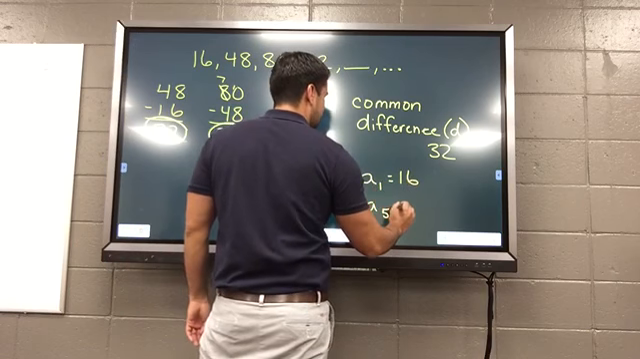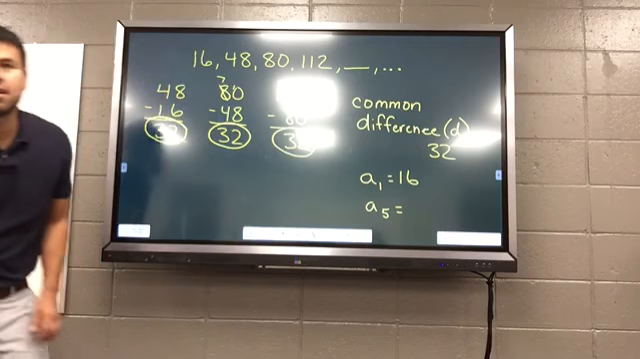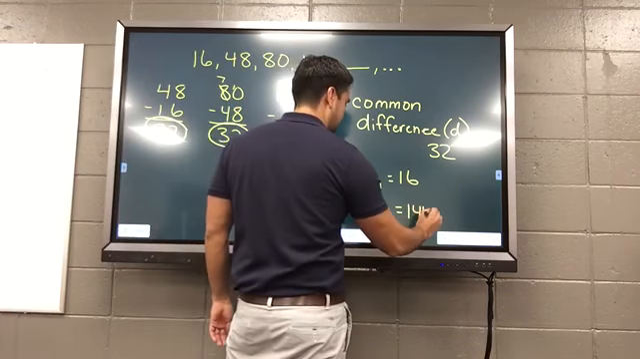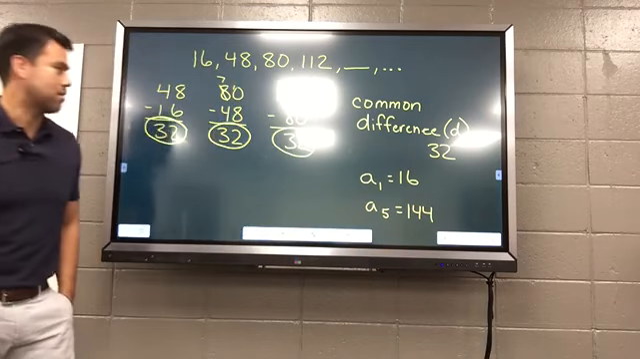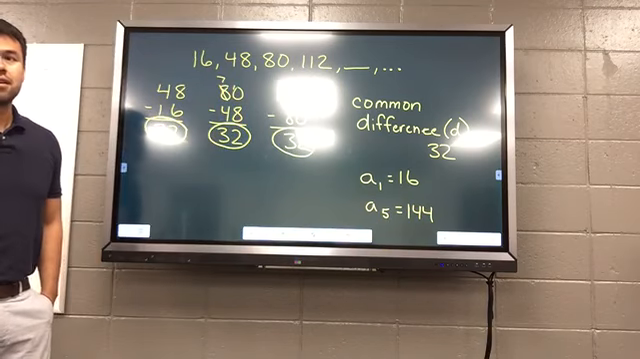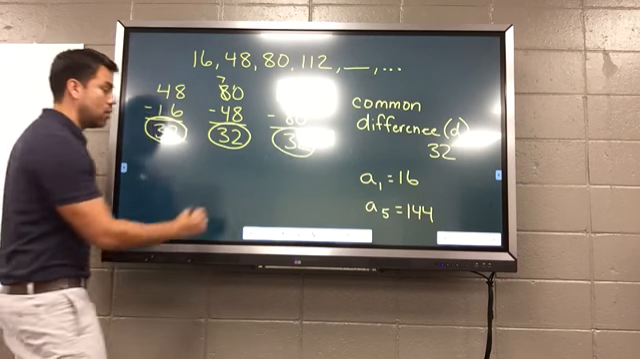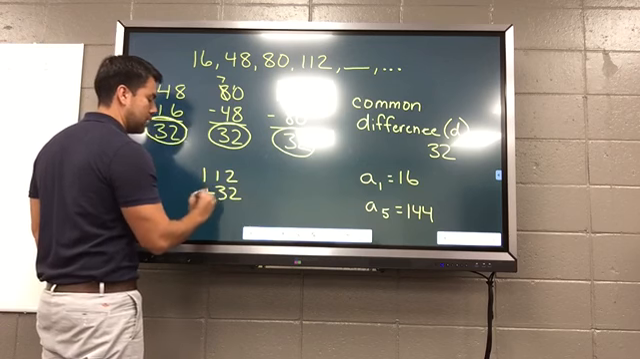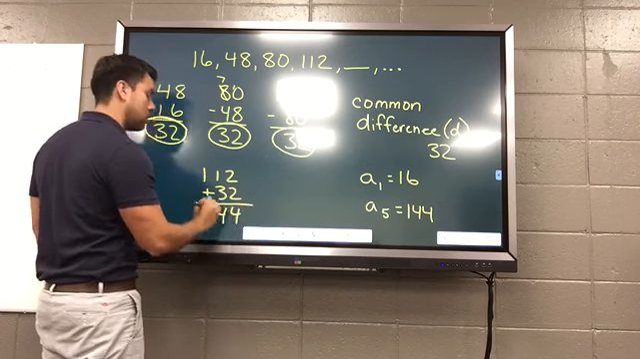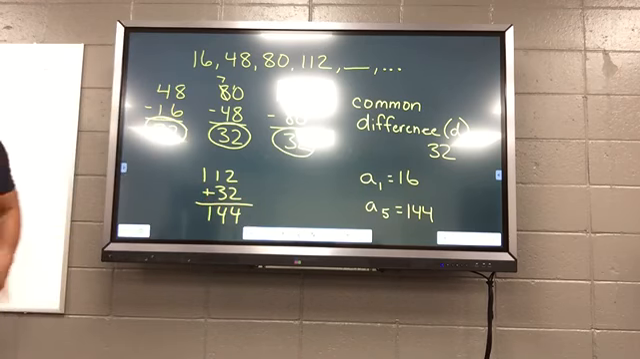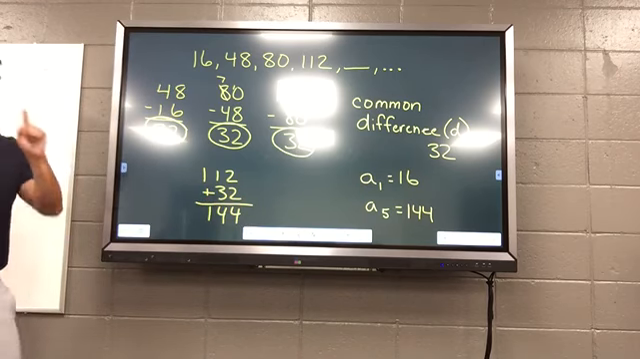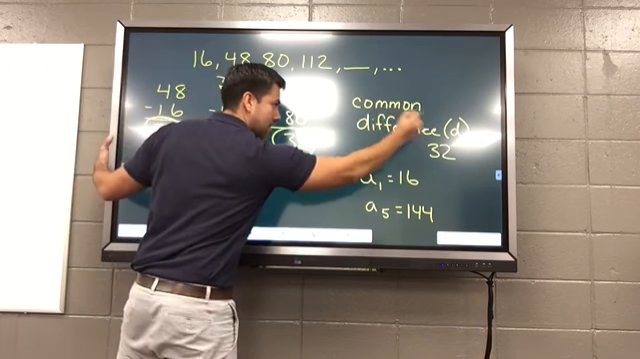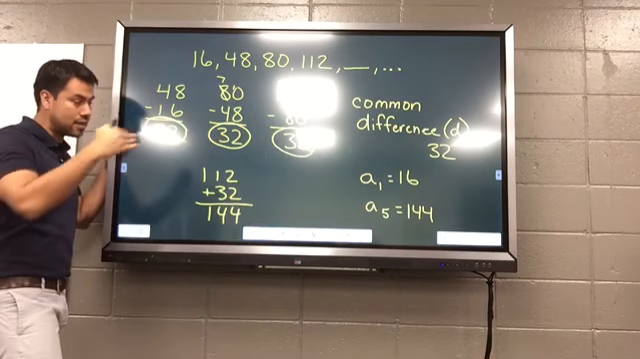What's the fifth term? Yes, ma'am? 144. Wait. How'd you get that? Emma Grace? That's it, but how? I added 12 and 32. Okay, you added 32 with that 112, and 144. Do you know what you did? You added the common difference. That's how you get the next one.